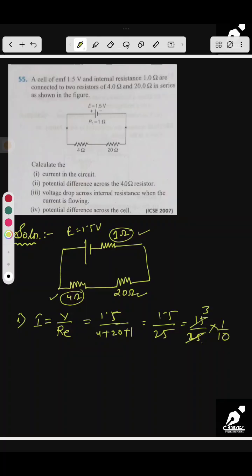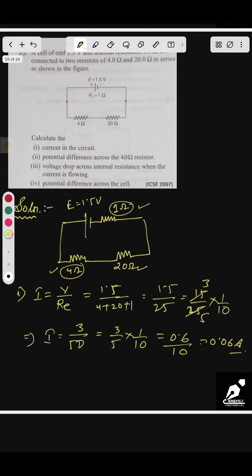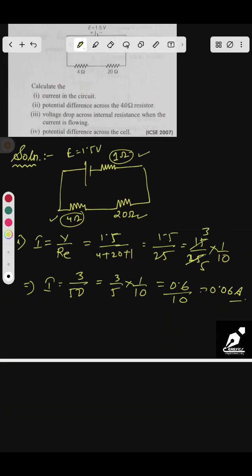3 5s are 5 5s is equal to 3 by 50. And 3 by 50 will be how much? 3 by 5 into 1 by 10. 3 by 5 is 0.6 divided by 10. It will be 0.06 ampere. Okay. Next part is find the potential difference.